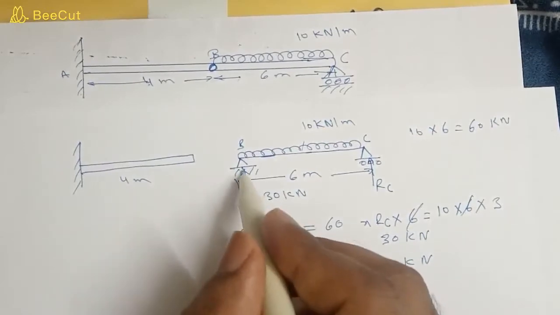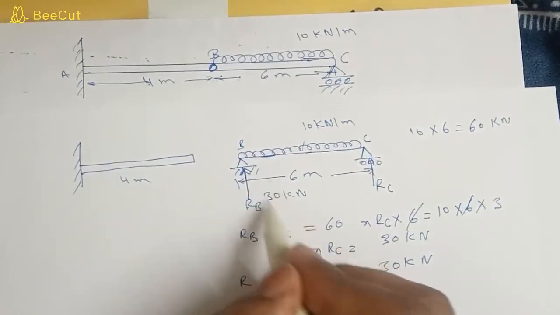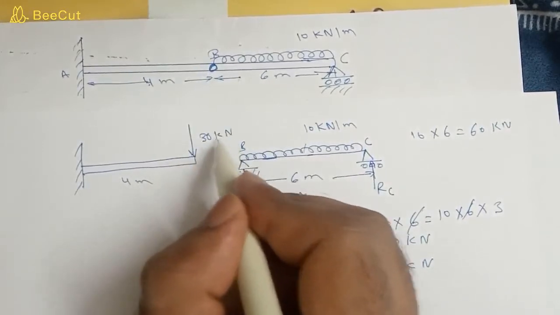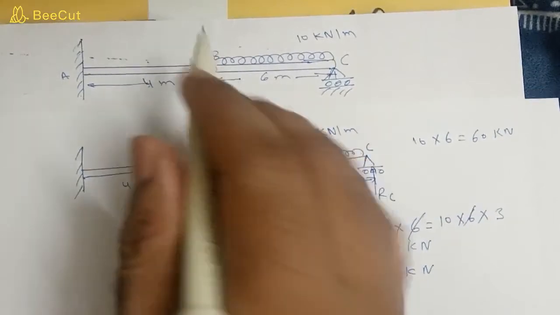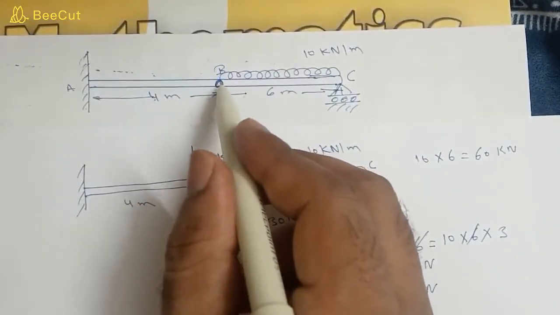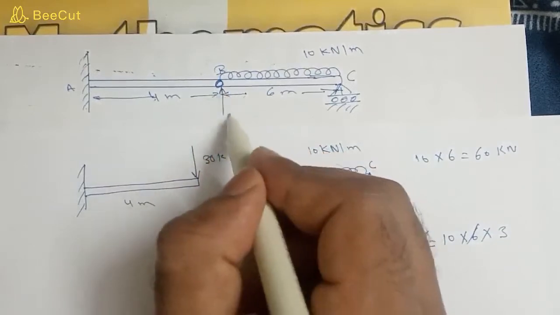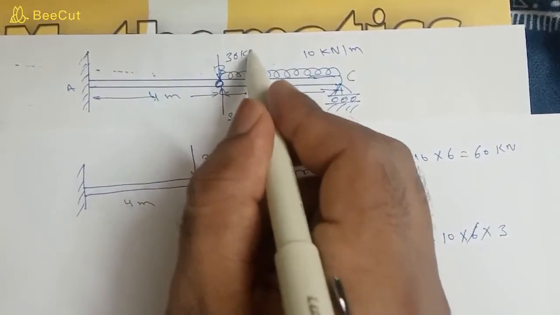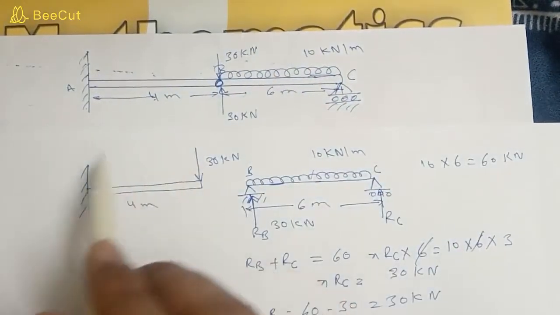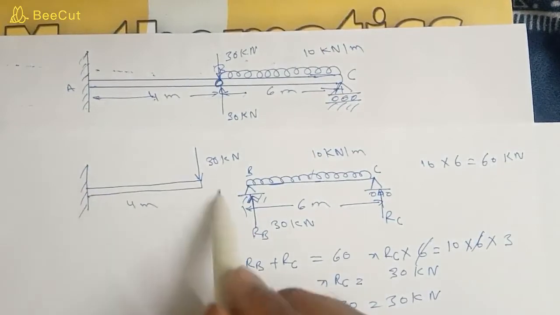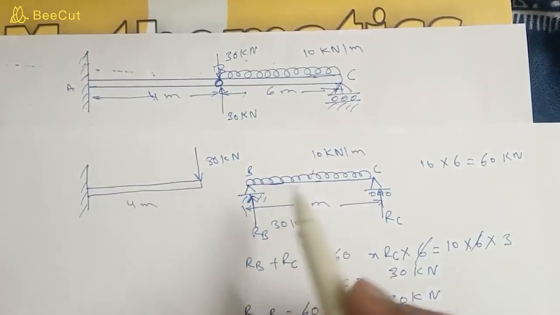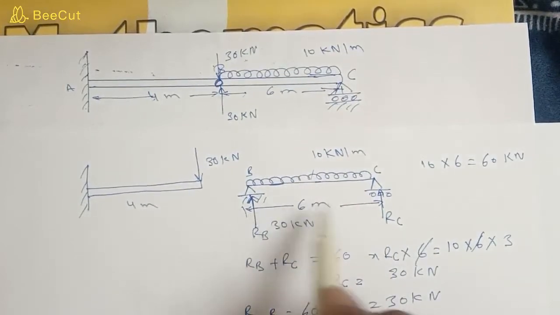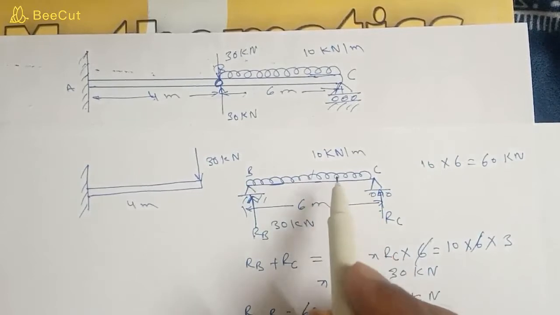If here we are applying a reaction of 30 kilonewton in upward direction, we will get another 30 kilonewton in downward direction at this point, because in the actual real beam there is no external force at this point. So we will get an upward 30 kilonewton and a downward 30 kilonewton. So we can break this beam like these two beams. This is a cantilever with 30 kilonewton at the free end, and this is a simply supported beam with reactions 30 kilonewton and 30 kilonewton, and total load is equal to 60 kilonewton.